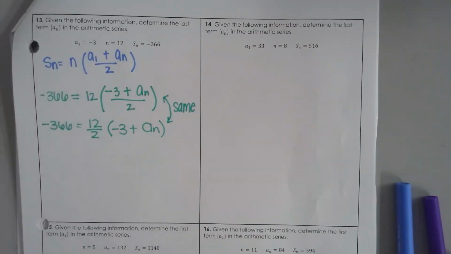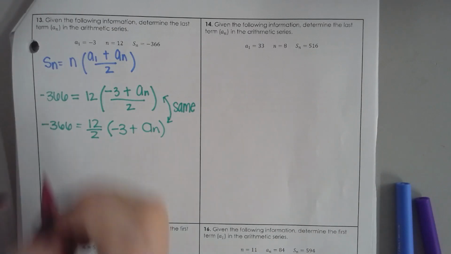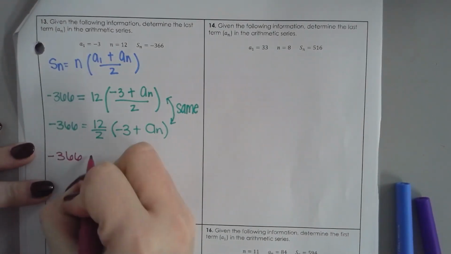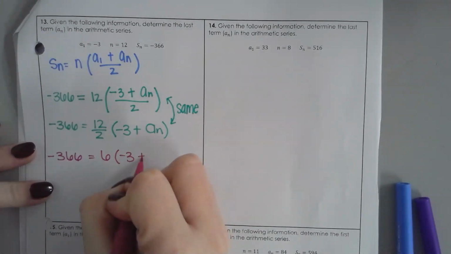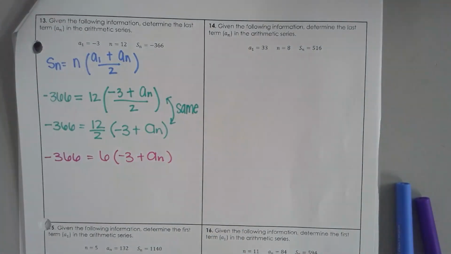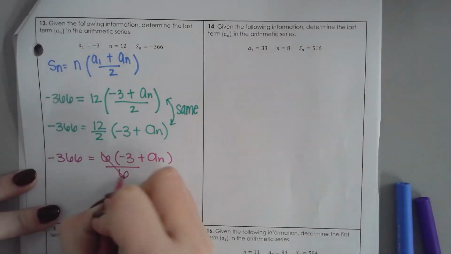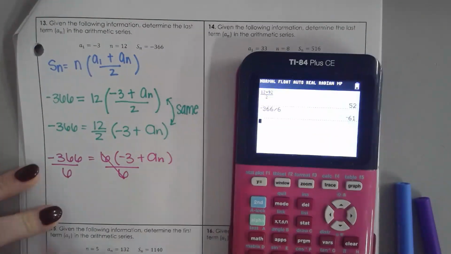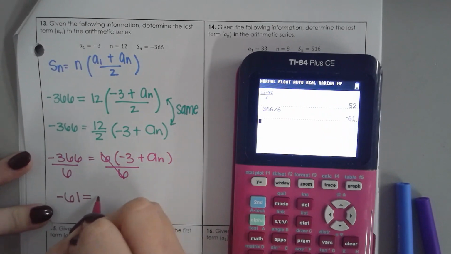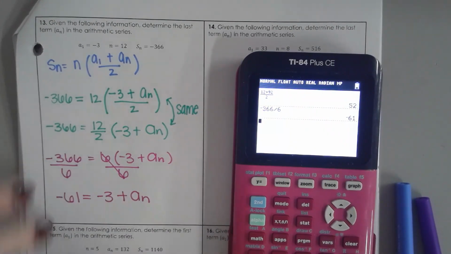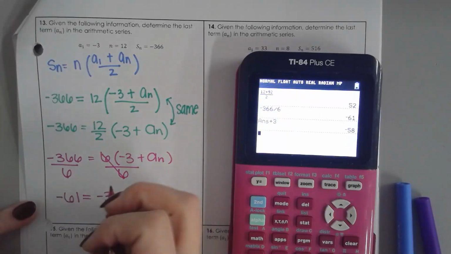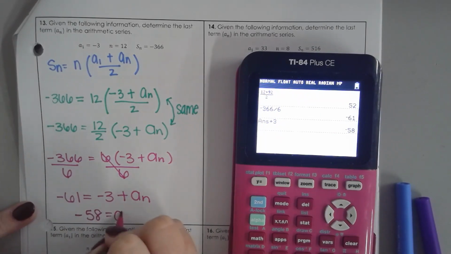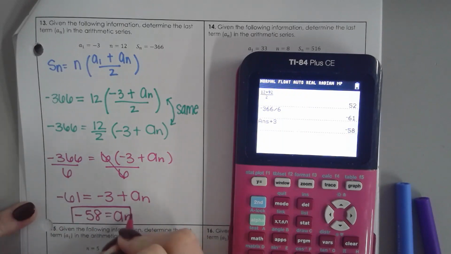So this is really negative 366 equals 6 times negative 3 plus AN. I would go ahead and just divide both sides by 6. I wouldn't distribute it out. We get negative 61 equals negative 3 plus AN. And then if you add 3, you get negative 58 equals AN.